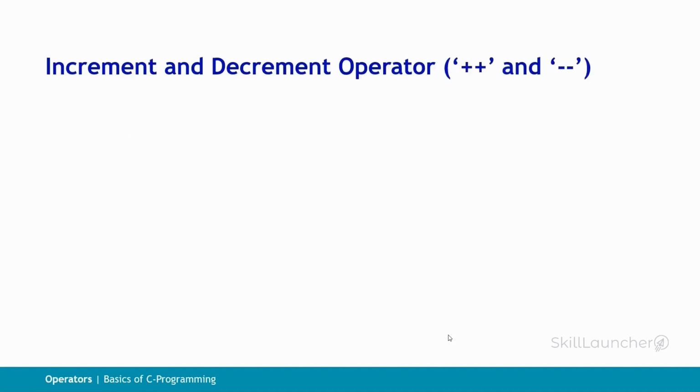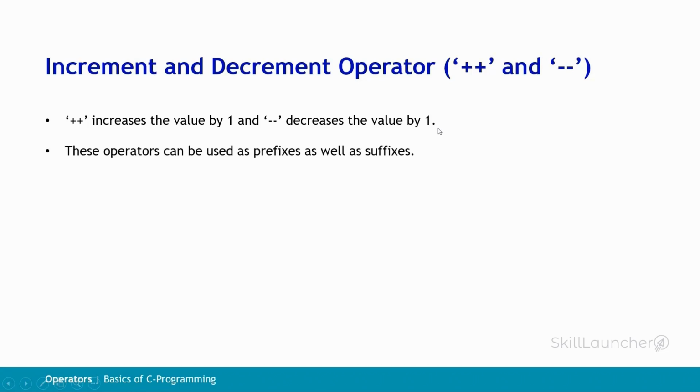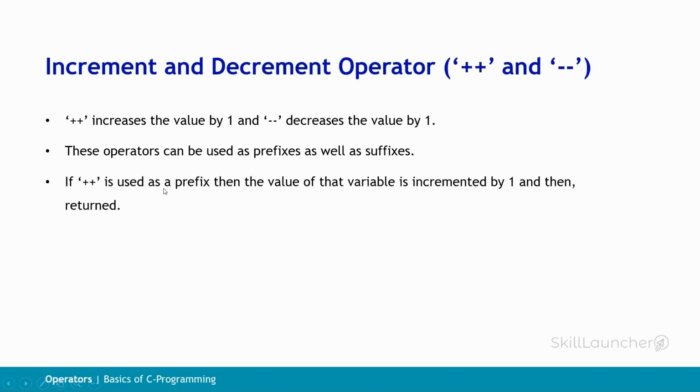Now comes the most interesting concept, increment and decrement operator. Increment operator, that is plus plus, increases the value by 1 and minus minus decreases the value by 1. These operators can be used as prefixes as well as suffixes to an integer variable. Now if, let us say, we have a variable named a whose value is 10. So if plus plus is used as a prefix, that is if we write plus plus a, then the value of a will be incremented by 1 and then it will be returned.